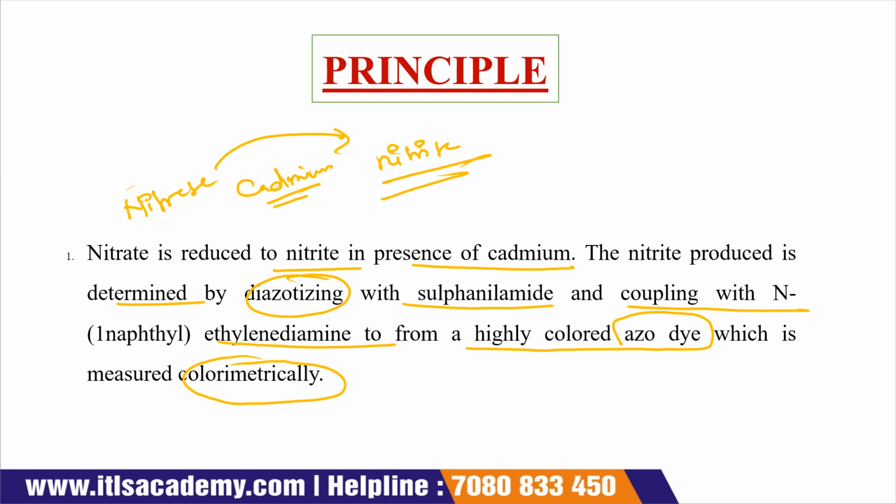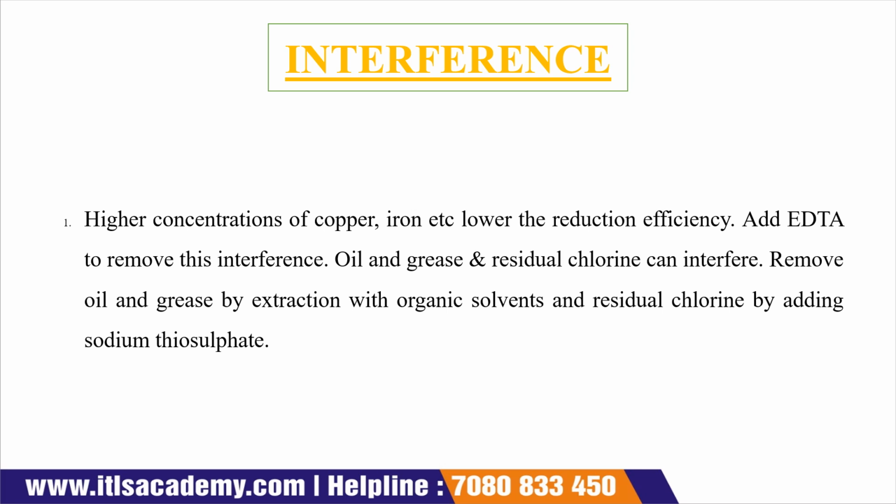Simply, nitrate is reduced to nitrite due to the presence of cadmium, and the nitrite produced is determined by diazotizing with sulfanilamide and coupling with ethylenediamine, so that it forms a colored dye called an azo dye, and it can be measured colorimetrically. Now the next is interference.